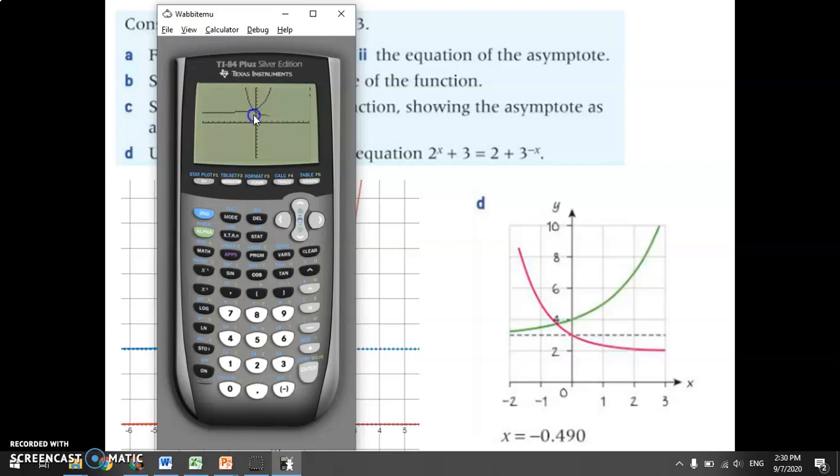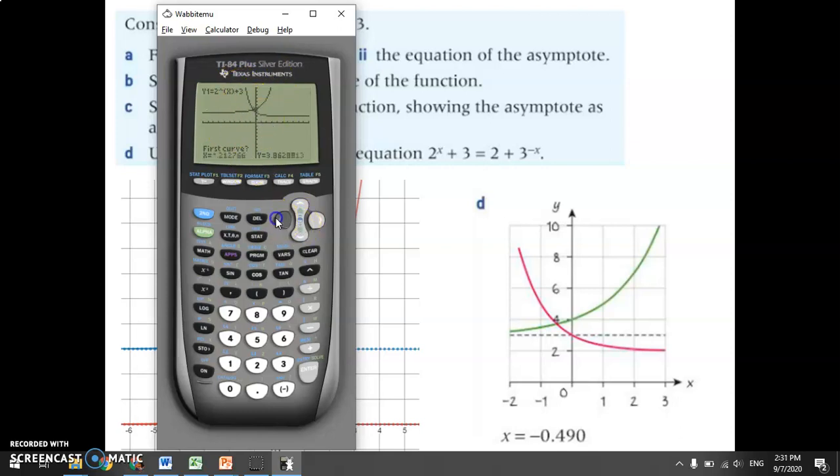And now I can find the intersection, because by setting this equation equal to this one, it's saying when is that graph equal to that graph? They're equal when they intersect. And to find the intersection, we're going to press second, trace, which is calc, and then intersection is number 5. And then it says first curve. It's asking which functions you're looking at. Well, here we only have two graphed functions.